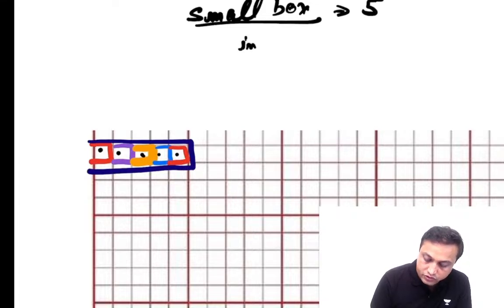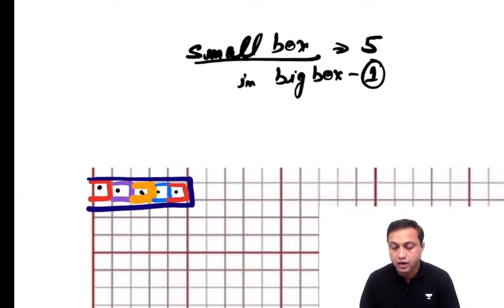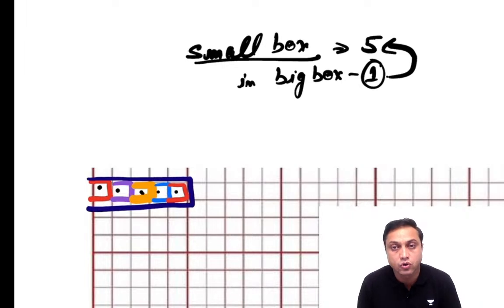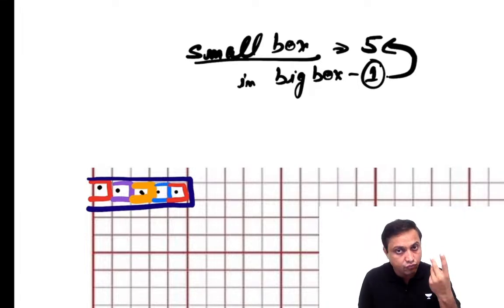In how many big boxes? In one big box. Right? Or in easy language, we can say that one big box has how many small boxes? 5 small boxes. I repeat, it's a simple mathematics you have to learn over here, right? What is the mathematics?